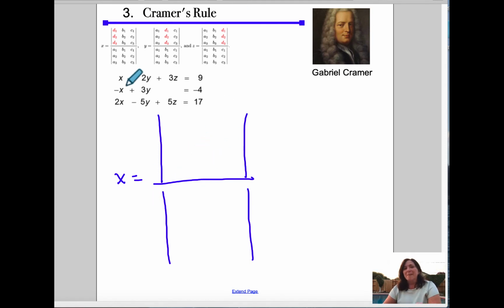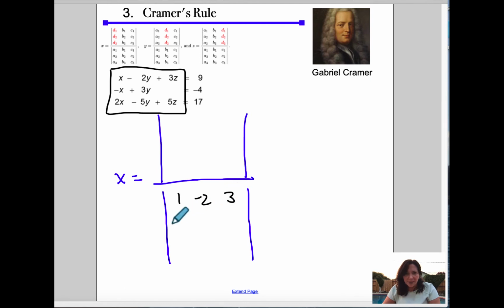I know you're going to love this. Okay, so remember, this is the box, just like it used to be with the 2x2, but now this is a 3x3. So we're going to put our coefficients in here. So we have 1, negative 2, 3. We have negative 1, 3. Oh, 0 there, right? No value, so plug in a 0. Then we have 2, negative 5, and then 5.